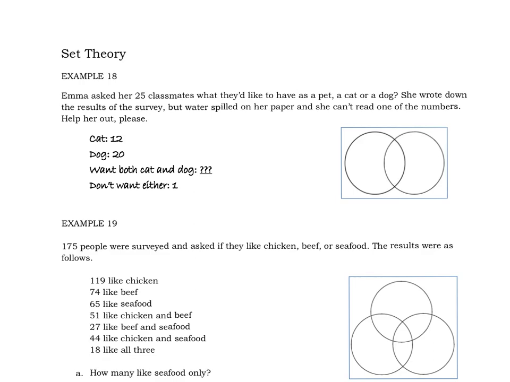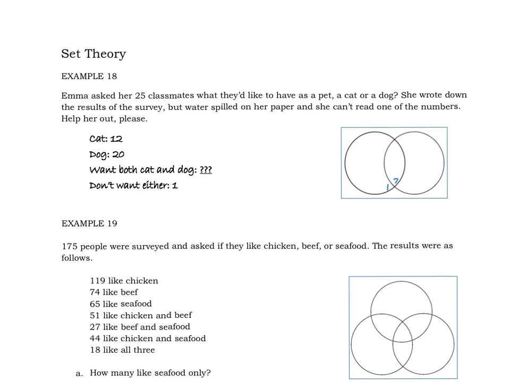Sets example 18. So as I mentioned before with example 17, you really need to make sure you understand how to do this problem. I would have to say this is a number one culprit of people missing points. It's what separates an A and a B for sure. So here we go. Emma asked her 25 classmates what they'd like to have as a pet. That sounds like the total number of our survey.